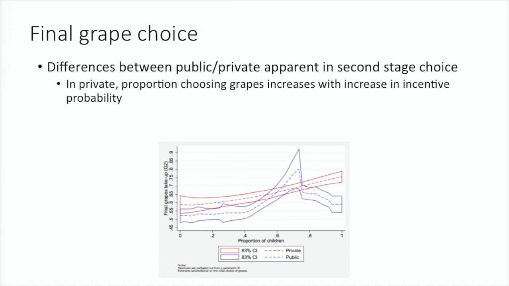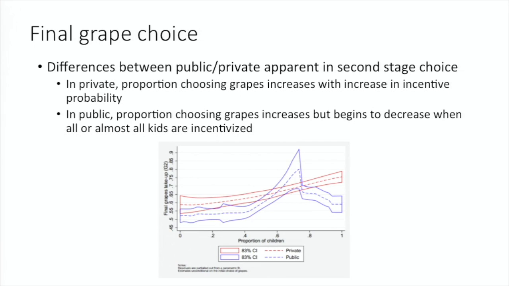And there are a number of regression results in the paper that corroborate these results and look at it at the table level versus at the person level, but essentially this effect continues to hold, which is that the total effect of incentives once they are public and 100% of kids are incentivized is significantly less grape take-up than in the case where it's private and everybody's incentivized. So in private, the proportion of choosing grapes increases with increased incentive probability, but in public, it increases but begins to decrease once there are many, many incentives.